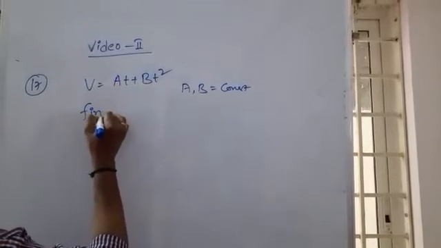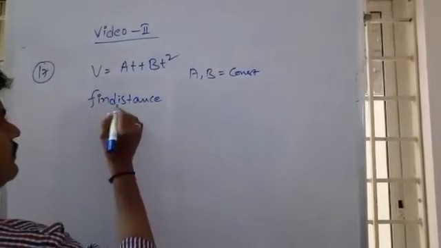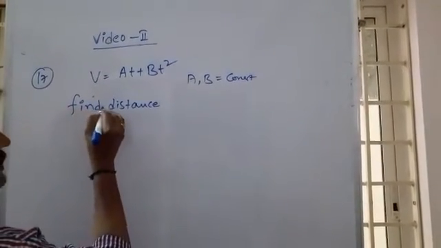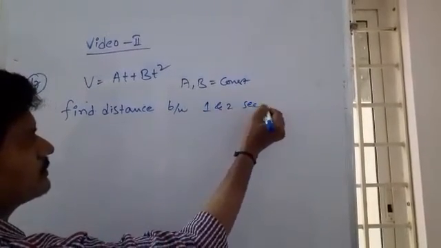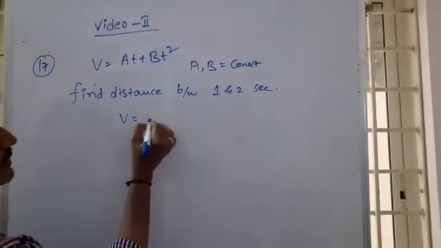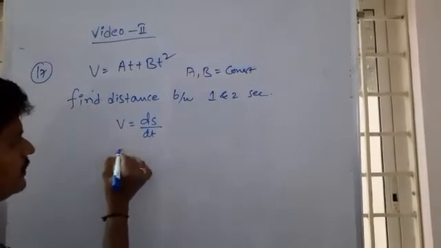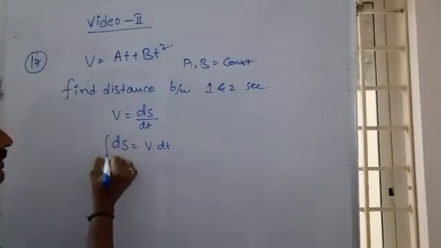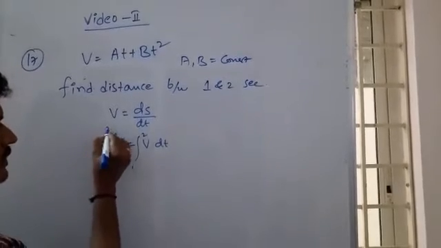Find the distance between 1 and 2 seconds. Velocity is the rate of change of displacement, ds by dt. Therefore ds is equal to v into dt. The time interval mentioned is 1 and 2.